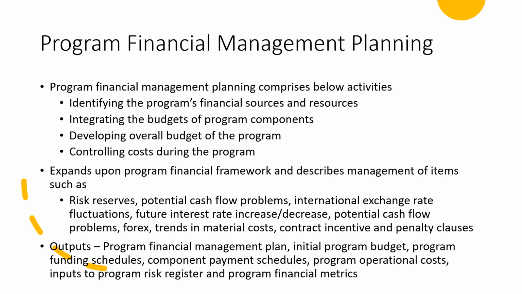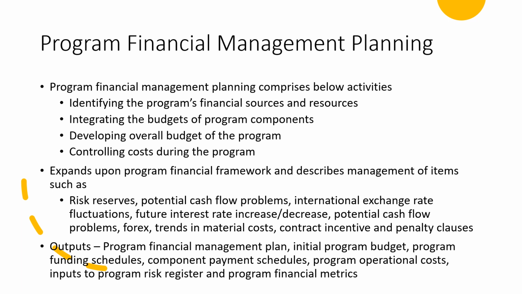And apart from that, you may need to add risk reserves, potential cash flow problems, international exchange rate fluctuations, future interest rate increases or decreases, forex, trends in material cost, and contract incentive and penalty clauses. All these items can be part of the financial management plan. It will give you a guideline on how your risk reserve should be, how potential cash flow problems can be documented, and what the trend in material cost could be. All those things will be part of your program specific financial management plan.